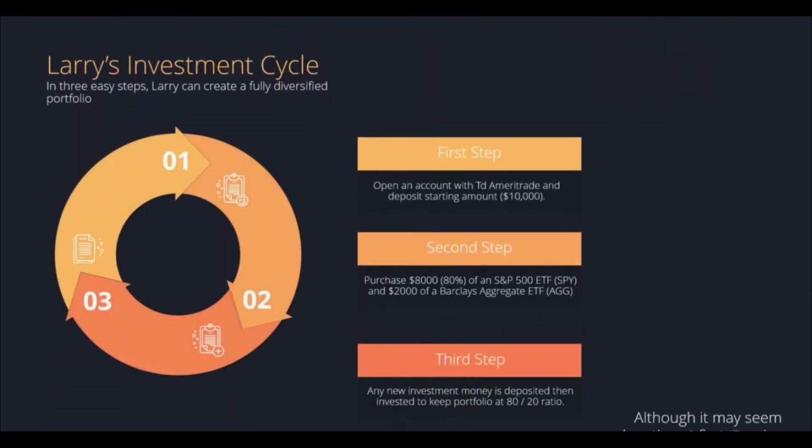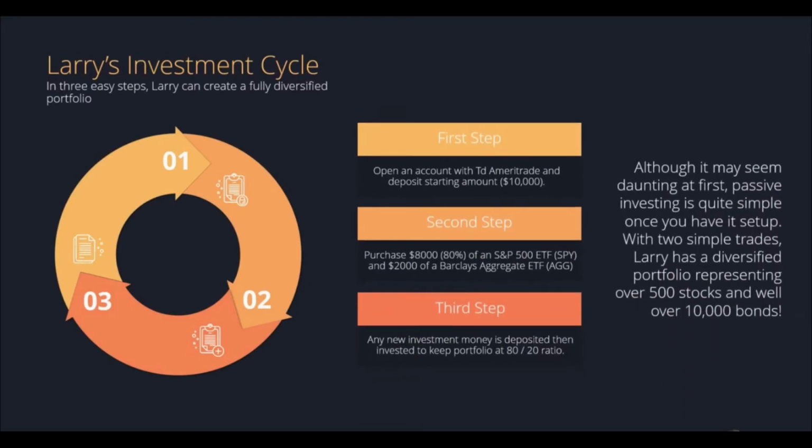Okay, so here's Larry's very basic investment cycle. There are three main steps. One, he starts off by opening an account with TD Ameritrade, and he deposits his starting amount. In this case, we decided on $10,000, but it could be any amount that you decide is good for you. The second step is to purchase securities in the asset balance that he set on the previous screen. So he wanted 80% stocks and 20% bonds.